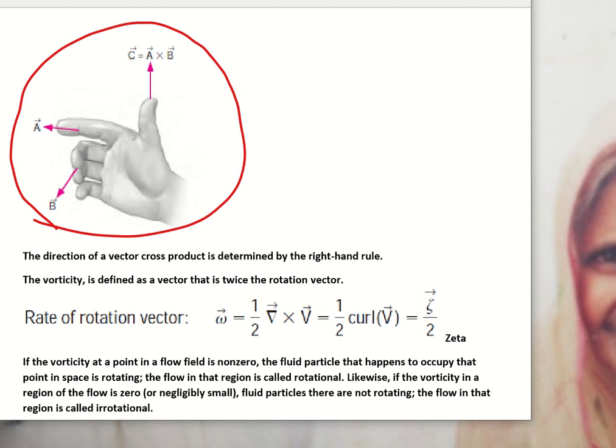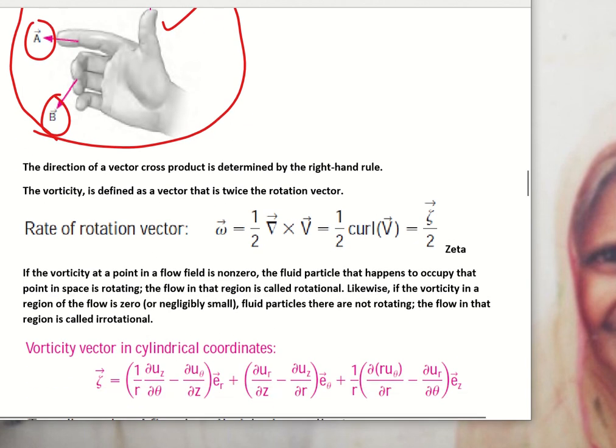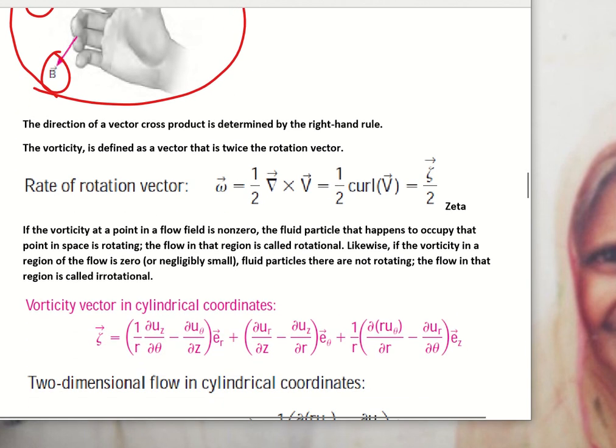If this is the B vector in our right hand and this is the A vector, then what is A cross B? This A cross B will be represented by the direction of the thumb, and that is equal to C. So C is A cross B. Because it is a vector, we need to find out the direction also.